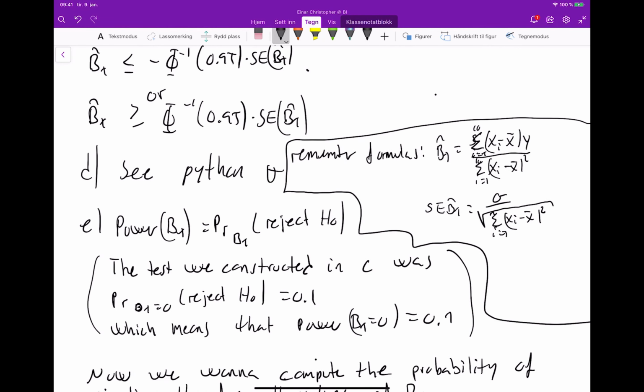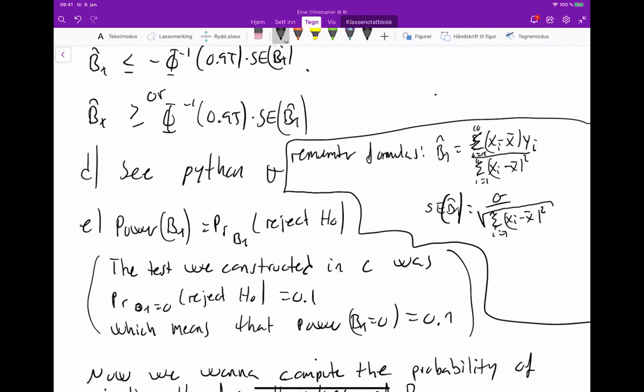So then it's D, and in D, before I do that, I just remember formulas for beta 1 hat. That is the sum of xi minus x bar times yi, divided by the sum of xi minus x bar to the power of 2. And the standard error of beta 1 hat is sigma divided by the square root of the sum of xi minus x bar to the power of 2.